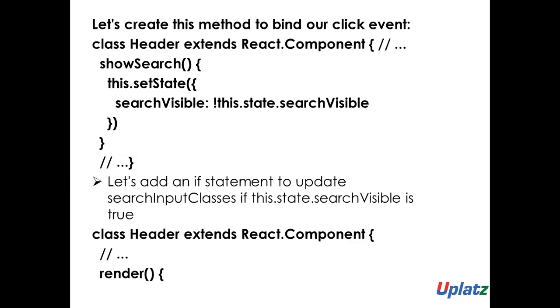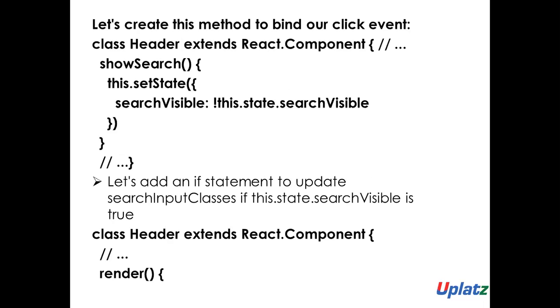So now let's create this method to bind our click event. Class header extends React component. Show search, this dot set state. Here, this dot search visible, which means I'm not making search visible true. Now we can add an if statement to update the search input classes if state dot search visible is true. So this is how you bind that event.